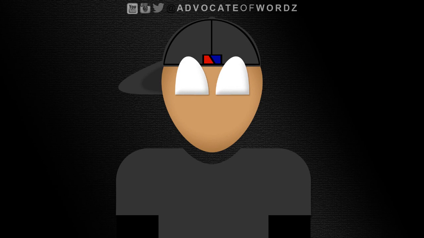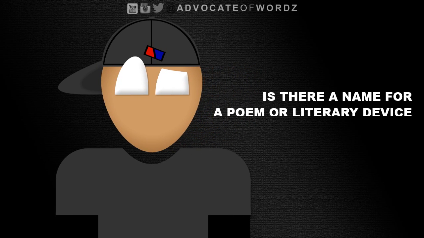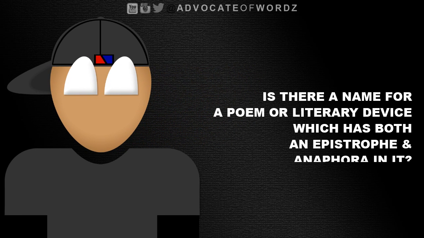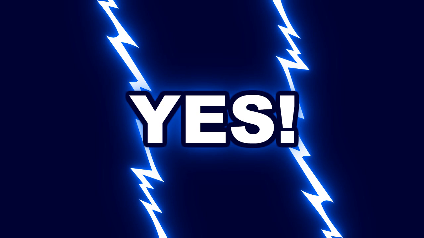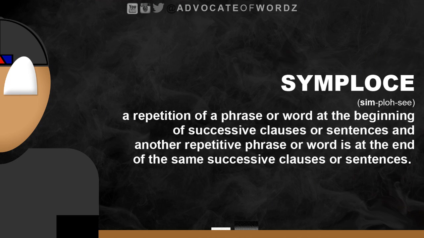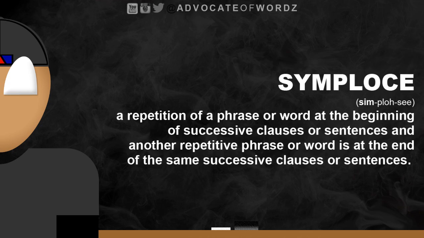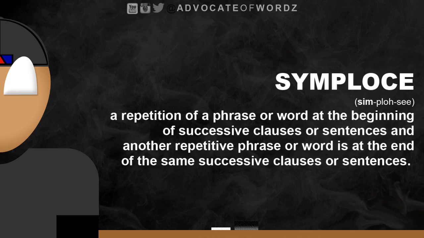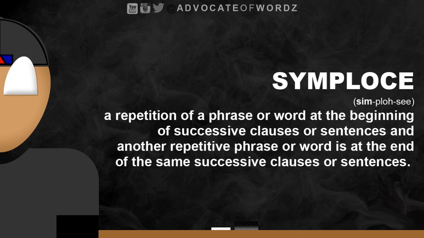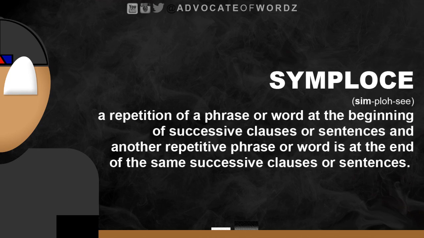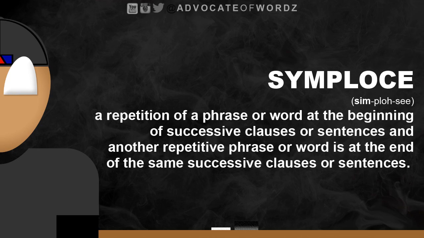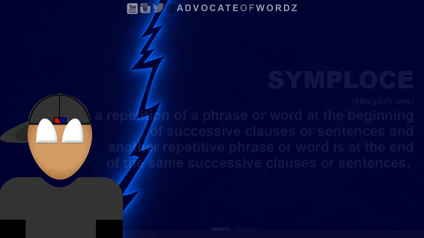At this point, some of you may be wondering the same thing we were wondering while doing research. Is there a name for a poem or literary device which has both an epistrophe and an anaphora in it? The answer is yes. A symploce is when there is a repetition of a phrase or word at the beginning of successive clauses or sentences, and another repetitive phrase or word is at the end of the same successive clauses or sentences. As in this example we just made up.